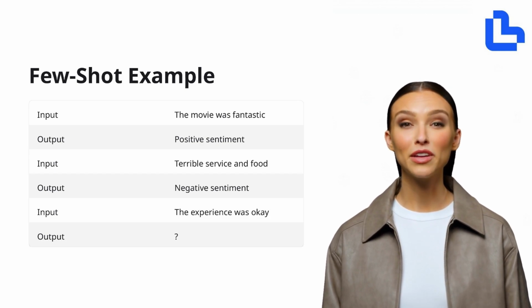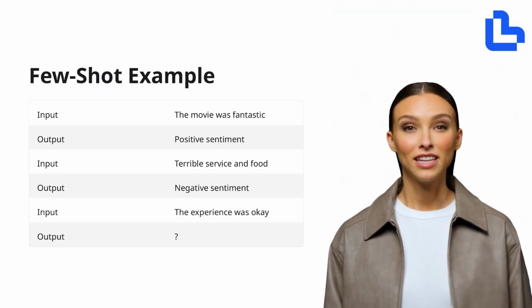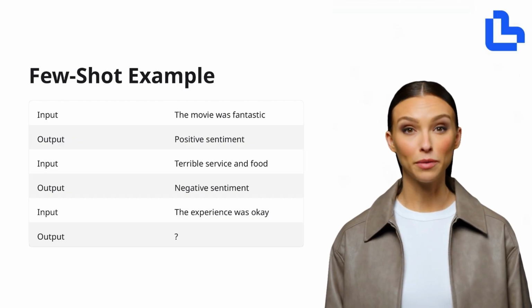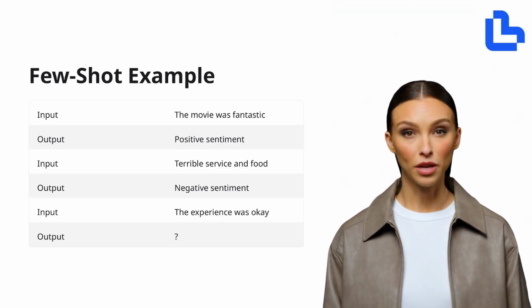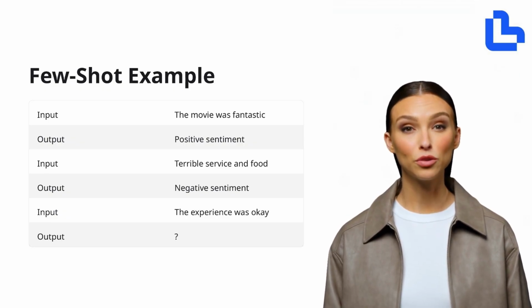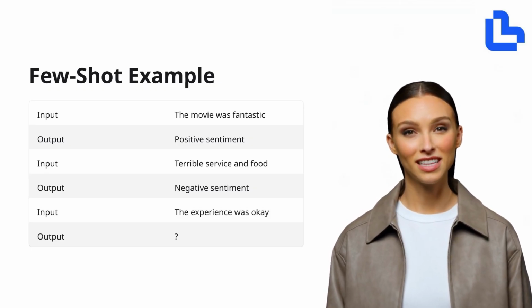Input: the movie was fantastic. Output: positive sentiment. Input: terrible service and food. Output: negative sentiment. Input: the experience was okay. Output: Now, the AI sees the pattern. It understands that it's supposed to evaluate the tone of the input and label it accordingly. When it gets to the third example, the experience was okay, it can infer that this is likely neutral sentiment, based on the structure and tone of the previous examples.